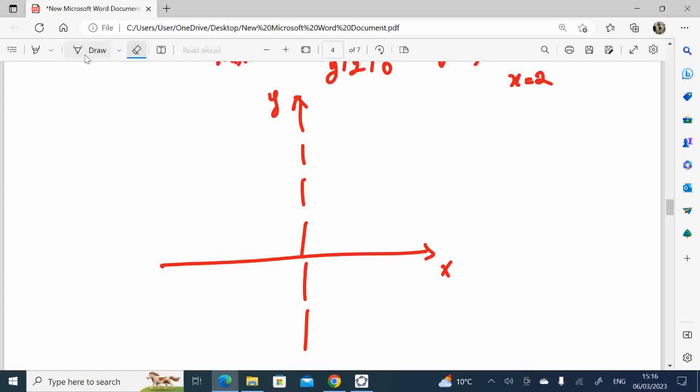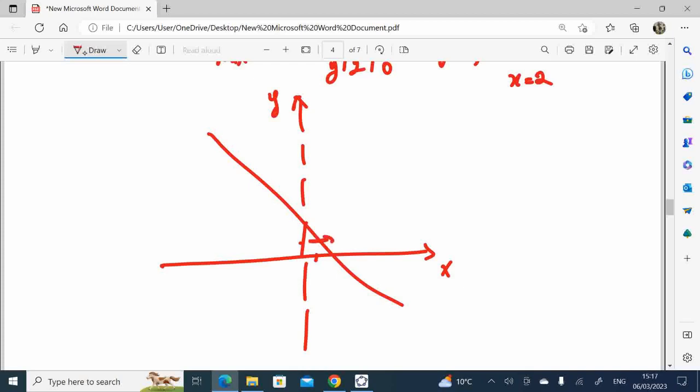Okay. So let me draw. This is the oblique. So this is the oblique asymptote. If I take this is 1, and this is 1, so 1, 1 should be on the oblique. This is the maximum.